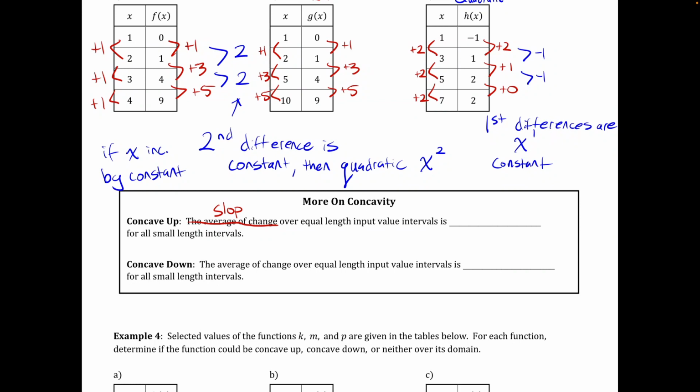Oh, I think that might be a typo on Bryan's part, but maybe it's not. Let me be careful about criticizing. Let's pretend that it's slope. The slope over equal length input values is... Let's see if we can see this. 0? Sounds about right. The slope should be increasing.